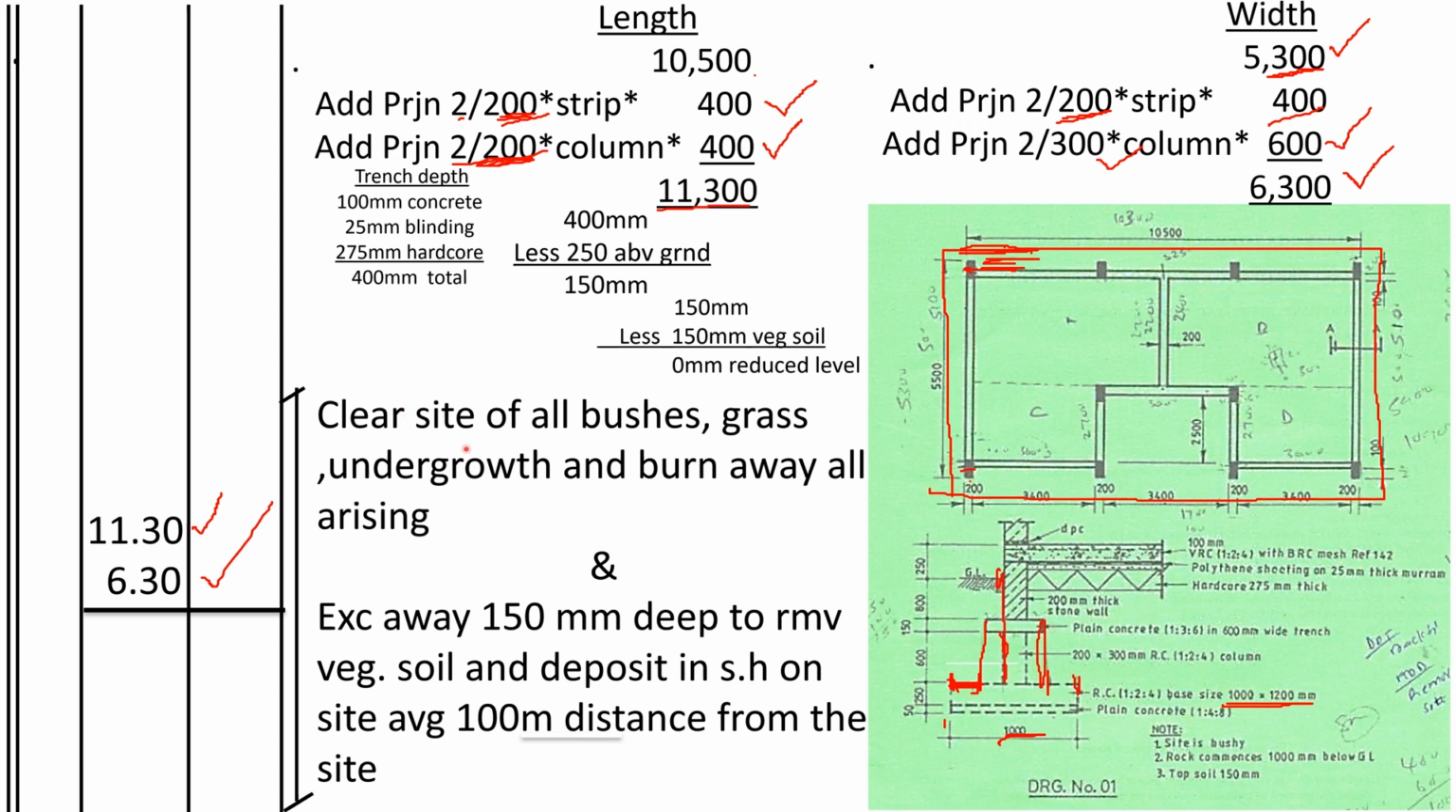So after clearing the site with these dimensions, we shall just excavate away 150 millimeters deep to remove vegetable soil and deposit in soil heaps on site, average 100 millimeters distance from the site. If we were to reduce the level by any depth, we could add another item below here saying that we need to reduce the depth by this depth to reduced level. Alright, I hope that is very clear.